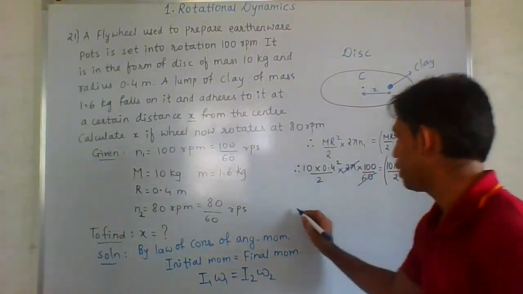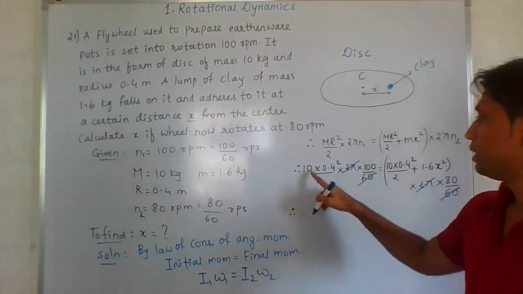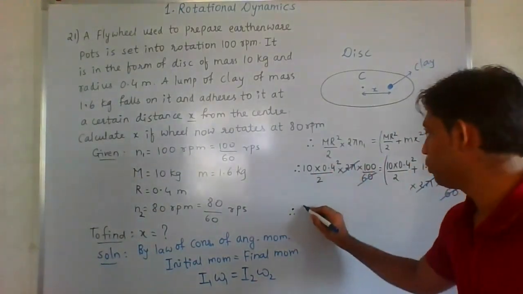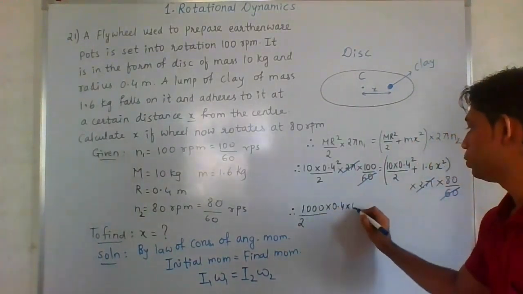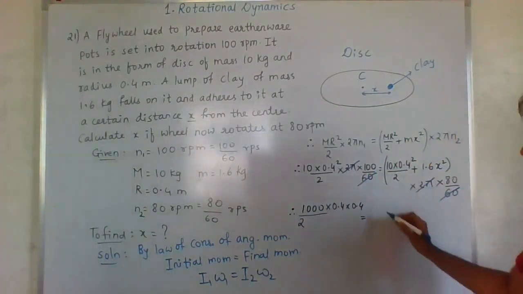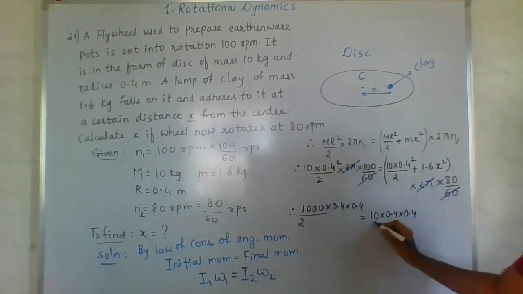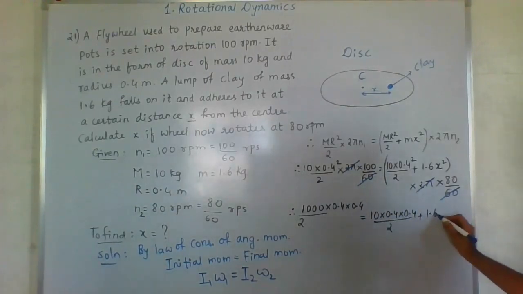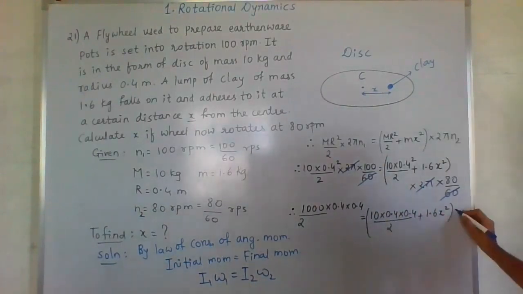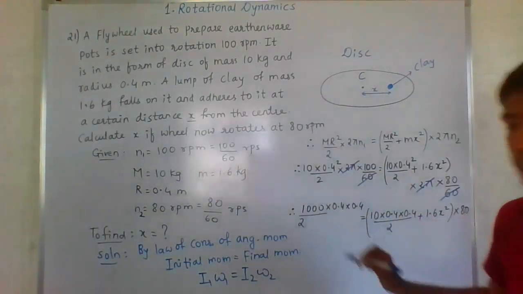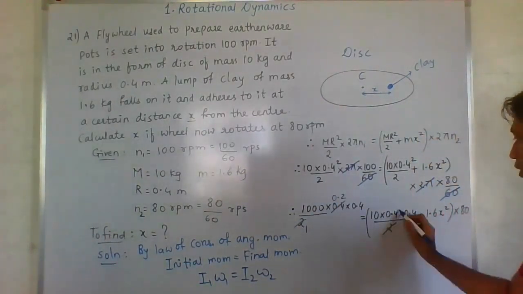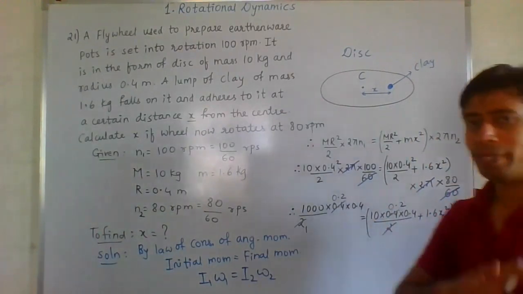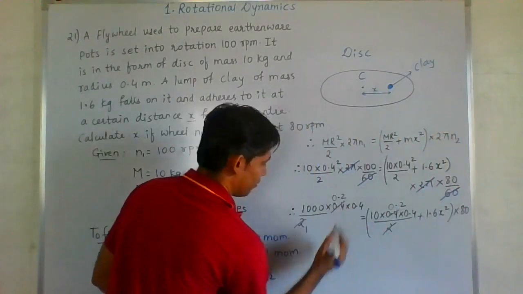Let me write one more step here. Therefore, this I will write as 10 into 100 will give me 1000 divided by 2 into 0.4 into 0.4, is equal to, here I will write the same way, 10 into 0.4 into 0.4 upon 2 plus 1.6 x square into I will write 80. Okay, so 2 ones are 0.2, okay here also 0.2. Now directly multiply everything whatever is possible at our end.